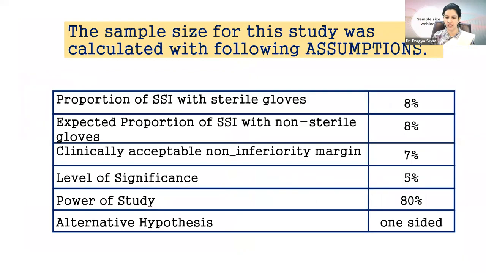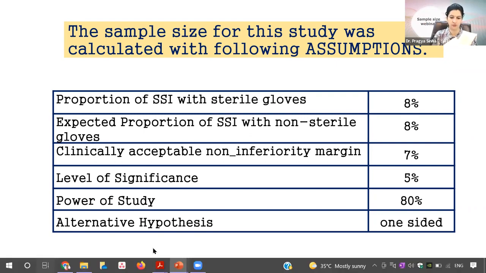So how has this person done this? They have kept the proportion of surgical site infection with sterile gloves as 8%, and similarly here they will keep the proportion the same, 8%. Then the clinically acceptable non-inferiority margin was 7%, the level of significance was 5%, the power of the study was 80%, and it was one-sided. So let's do this calculation. I'll also write it down: 7%, 8%, and 5%. So 7% was the margin. Let's go to the Statulator.